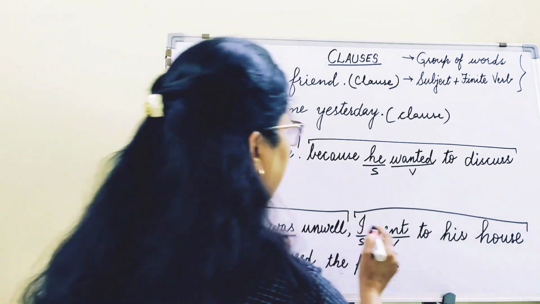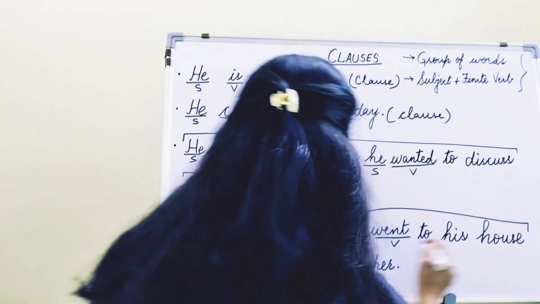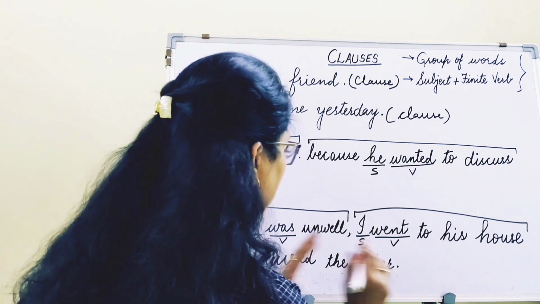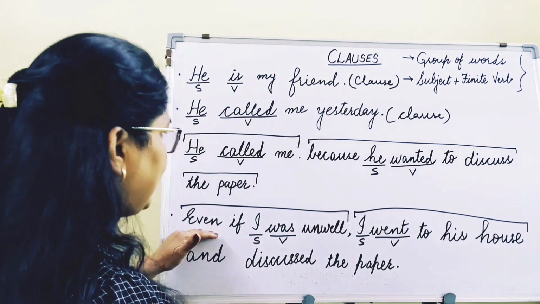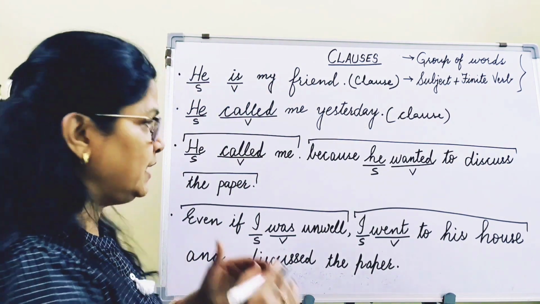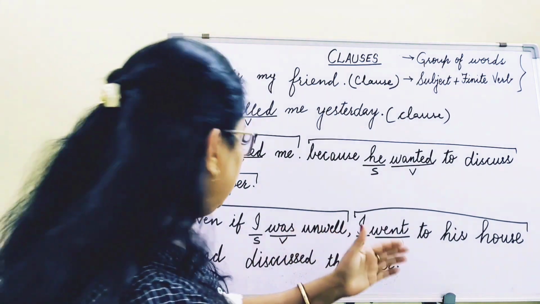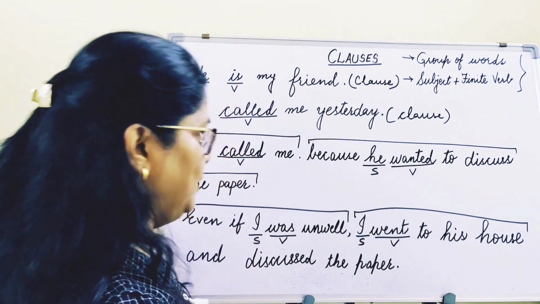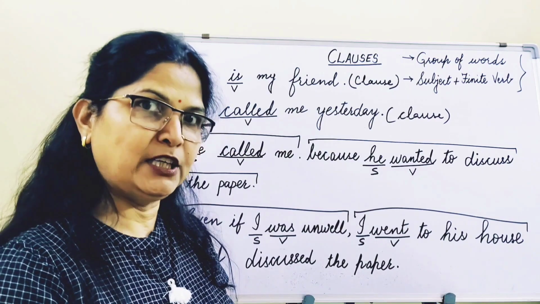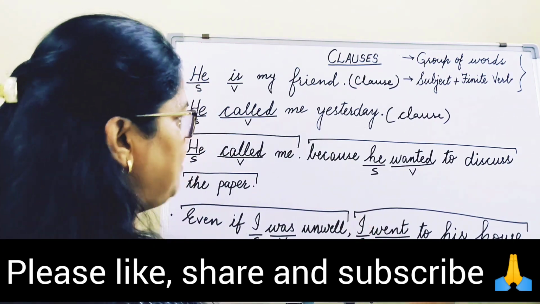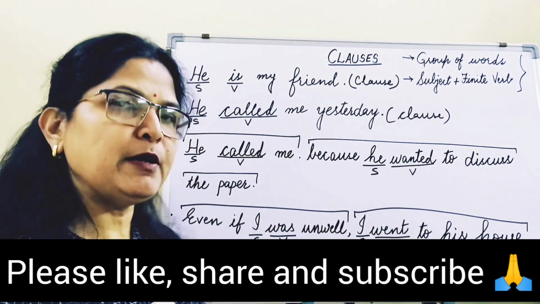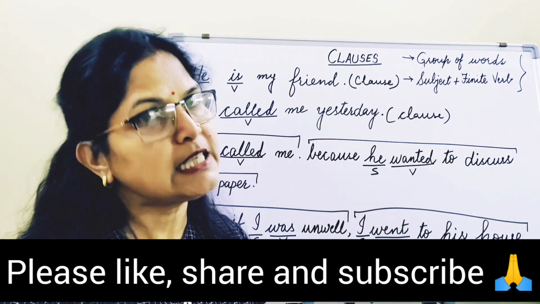So this is the sentence: Even if I was unwell, I went to his house and discussed the paper. Okay, so this part, even if I was unwell, is a dependent clause. And I went to his house and discussed the paper. This is an independent clause because this is giving complete sense. मैं उसके घर गया और paper discuss किया.